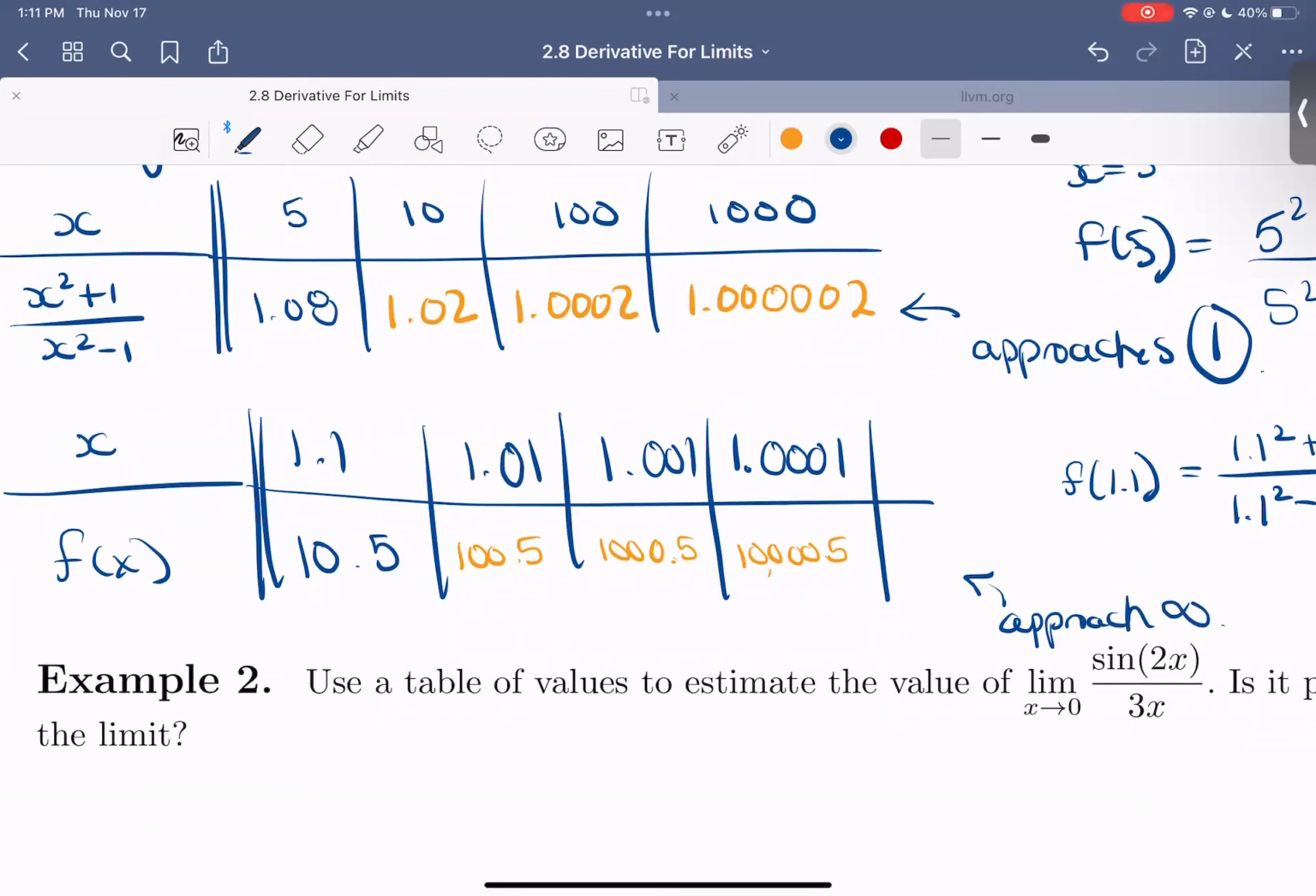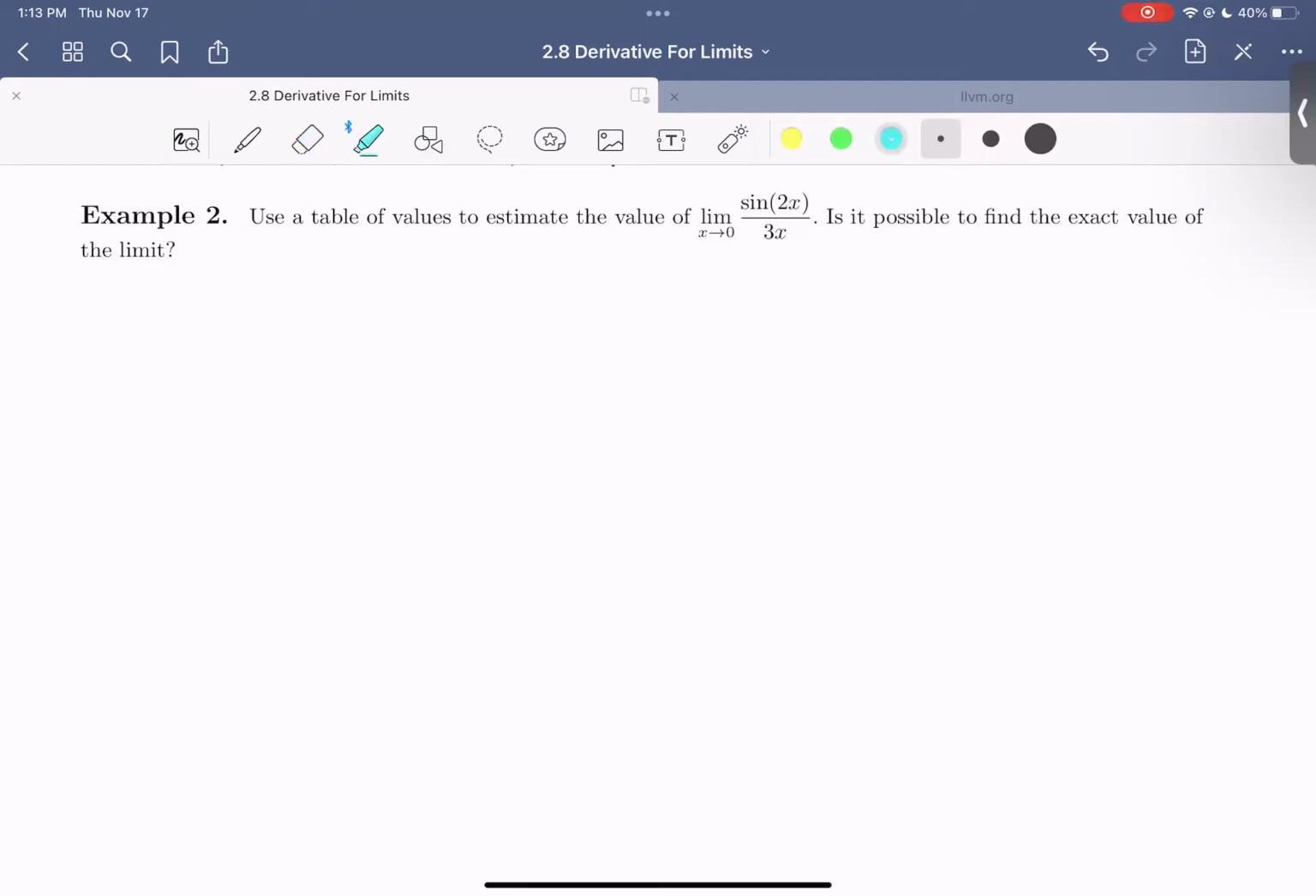In this video, we're going to look at example 2 from section 2.8 on using derivatives to compute limits. So in example 2, we are prompted to use a table to estimate the limit as x goes to 0 of sine of 2x over 3x. Then we're asked, is it possible to find the exact value of the limit? So first, let's look at this table together.